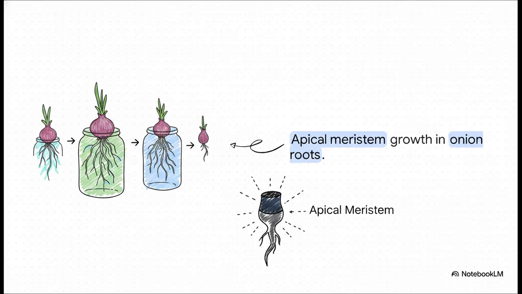But here's the crazy part. If you snip the very tips of those roots off, they just completely stop growing, dead in their tracks. This perfectly demonstrates that roots really only grow from their extreme tips. These tips are packed with cells that just divide continuously, a highly specialized region we call the apical meristem.